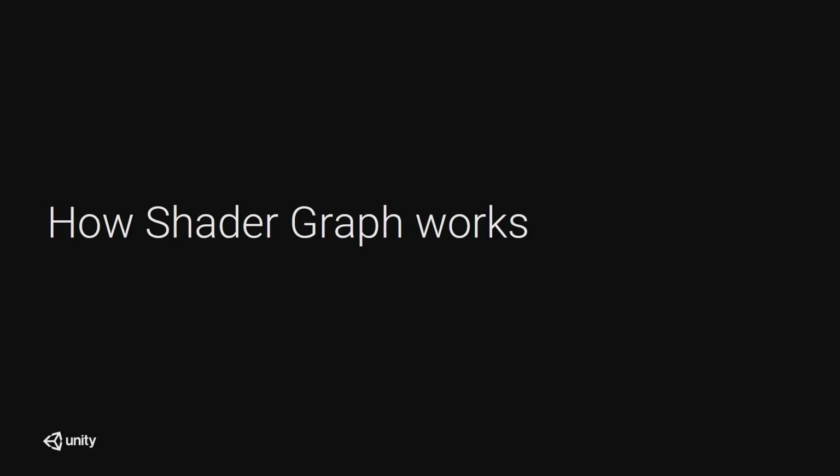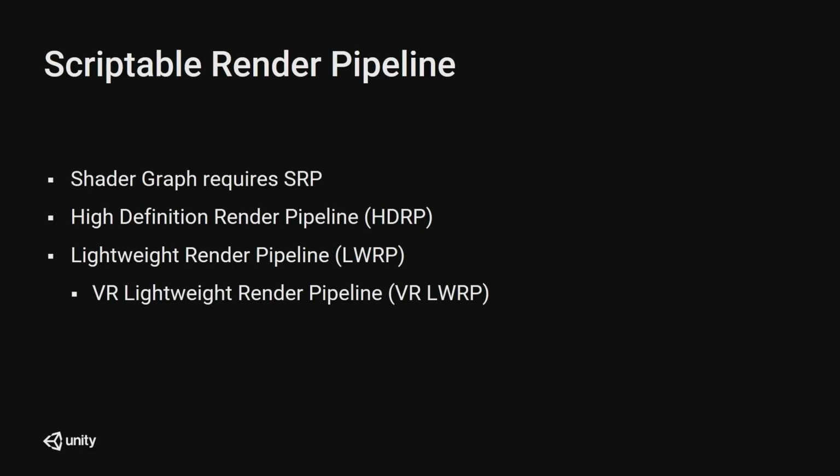For shader graph to work as well as it possibly could, we needed to rely on a more modern and extensible approach to rendering. So for that reason, shader graph requires that your project use the scriptable render pipeline. There are two main render pipelines today: the high-definition render pipeline aimed at gaming PCs and high-end consoles, and the lightweight render pipeline aimed for everything else. You may have noticed another template called the VR lightweight render pipeline, but that's really just the lightweight render pipeline with VR settings enabled.